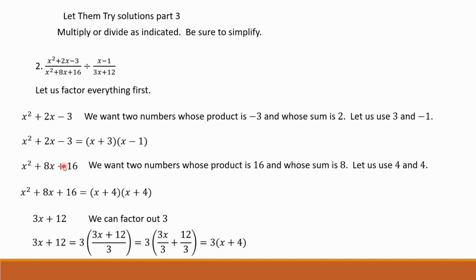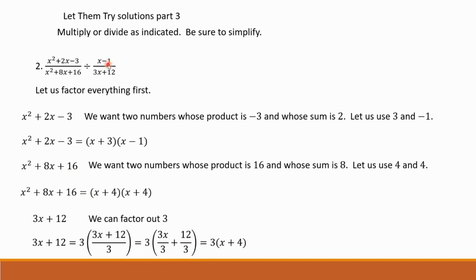For this one down here, we have x squared plus 8x plus 16, right? So in this case, we want two numbers whose product is 16 and whose sum is 8. Well, how about 4 and 4? Right? 4 times 4 is 16. 4 plus 4 is 8. So what we get here is x plus 4 times x plus 4, which is x plus 4 squared.